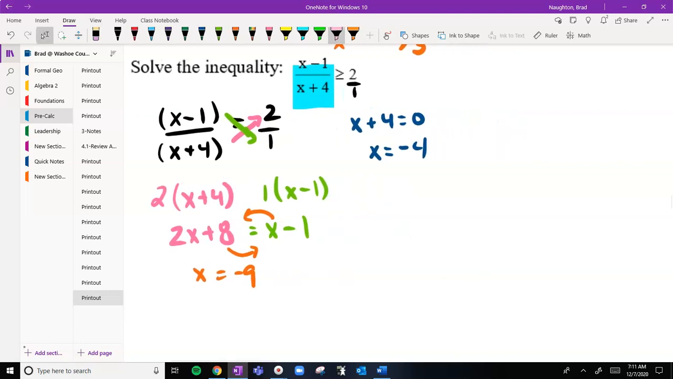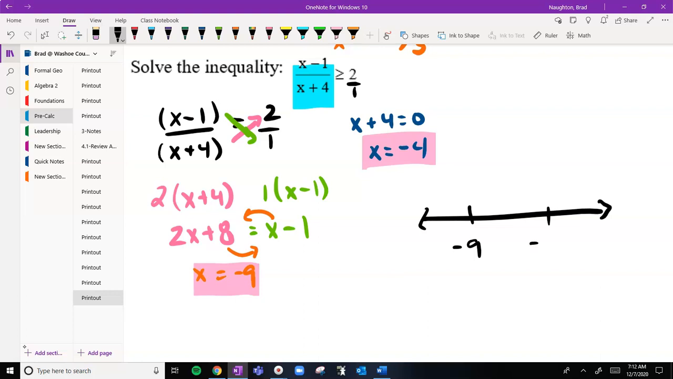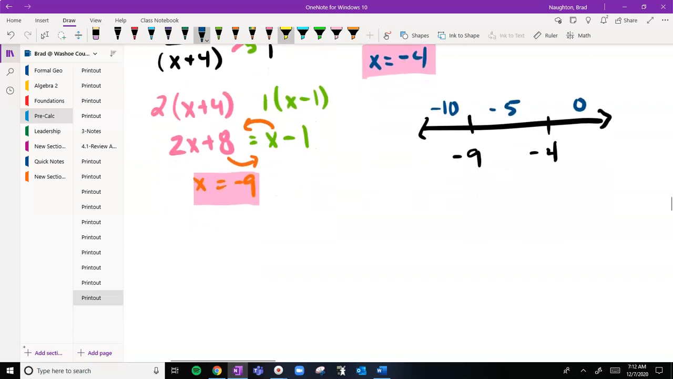So I have a couple of regions here to check. So I have two values. So we're going to go -9 and -4. Okay. So I'm going to test it. Again, plug it back in. So I'm going to try -10 because that's less than -9, a -5 because that's in between, and then 0 to make things easier.